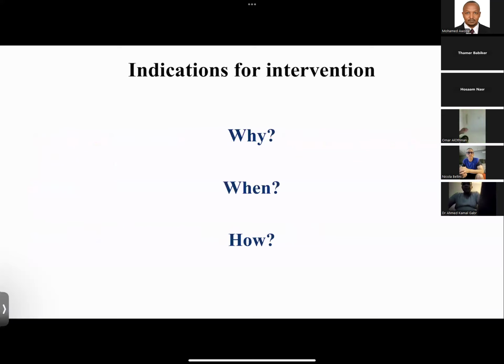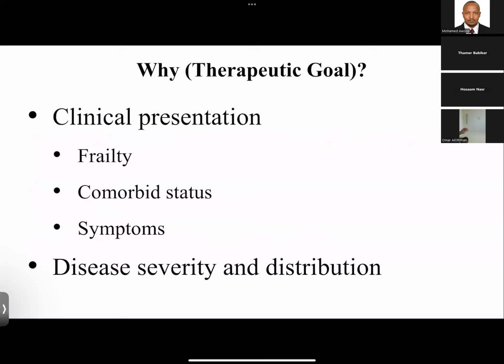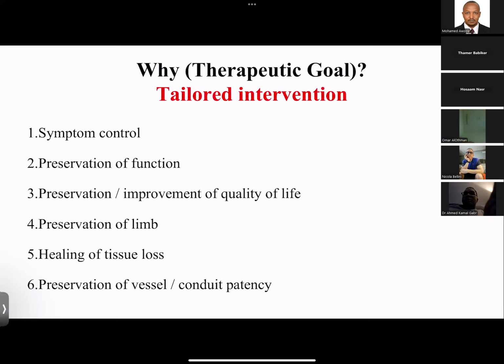And when you talk about the indication for interventions, you've got to ask yourself, why are you offering the intervention? When do you offer it and how? So when we talk about why, the therapeutic goals of this intervention, you have to think about your patient as a whole, how frail the patient is, the comorbid status and their symptoms. And obviously, you've got to decide depending on the disease severity and distribution, because we all see it. Sometimes we have patients with severe disease and minor symptoms and vice versa. And you've got to tailor your intervention to your patient's needs.